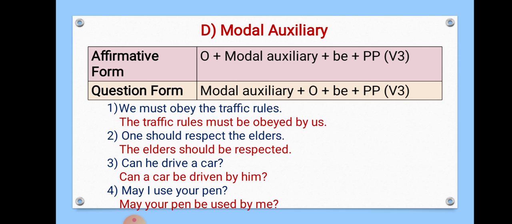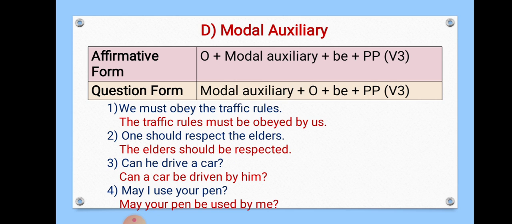Suppose you are using a modal auxiliary in the sentence. Suppose affirmative format: object plus modal auxiliary plus be plus past participle. We must obey the traffic rules. The traffic rules must be obeyed by us. One should respect the elders. The elders should be respected.